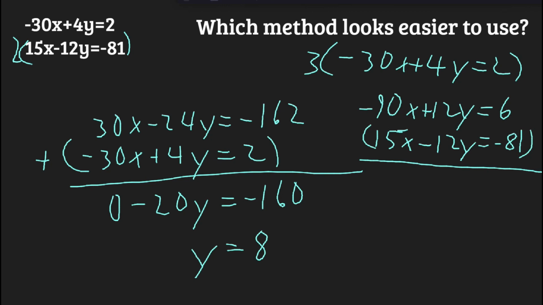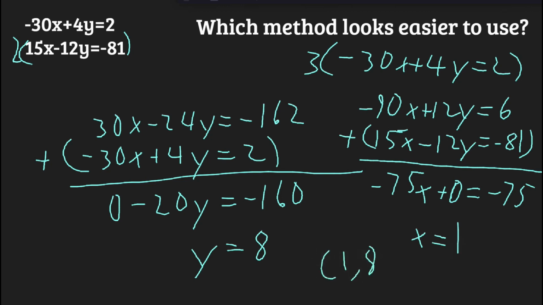And then I'm just going to add. So negative 90x plus 15x is going to be equal to negative 75x. And then 12y plus negative 12y is just going to be equal to 0. And then 6 plus negative 81, well, that's just 6 minus 81, which is equal to negative 75. I'm going to divide both sides by negative 75, and I'm going to get x is equal to 1. So I'm getting 1 and 8 for my solution here.